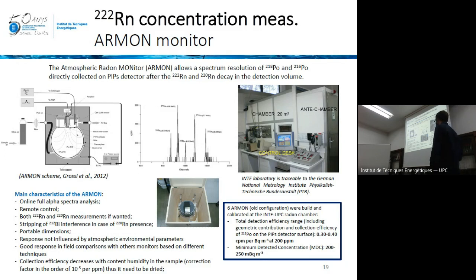It had portable dimensions, and the response was not influenced by the atmospheric humidity. Up to 6 ARMONs were built with different efficiencies from 0.3 to 0.4. And the minimum detectable concentration was 200 millibecquerels per cubic meter. The instrument was calibrated in each radon chamber, which is traditional German national metrology.